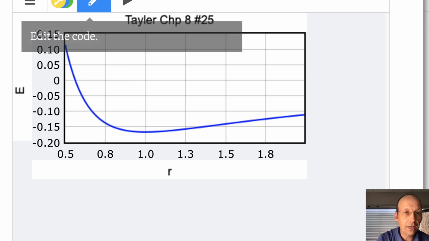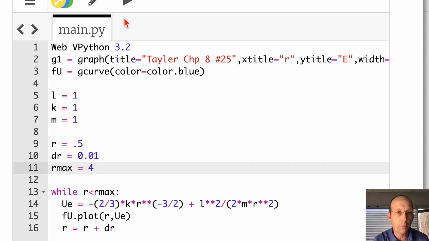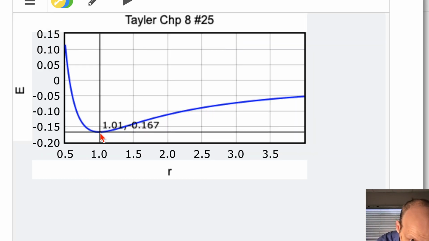Okay. Negative sign problems happen all the time. But see, how did I know it was wrong? Because I knew that there had to be a minimum in that potential to have a central force orbit that's circular, because R double dot would have to be 0. That's where that would be. So let's increase this to 4. I want to make it look a little bit better. Okay, that's good. And you'll notice right here, at R equals 1, it is indeed a minimum. 1.01, that's fine.